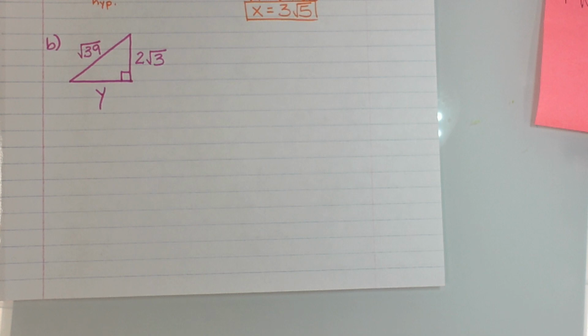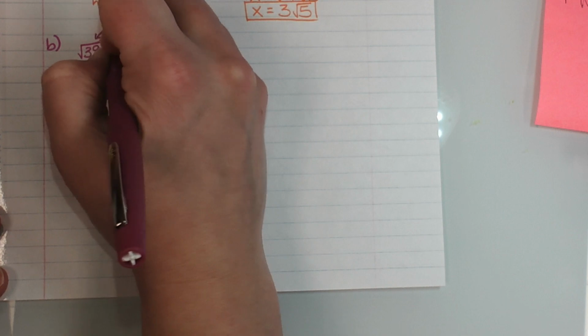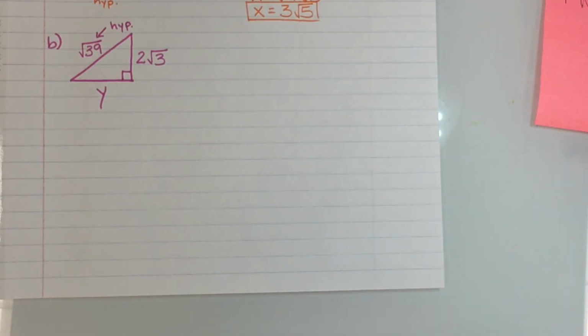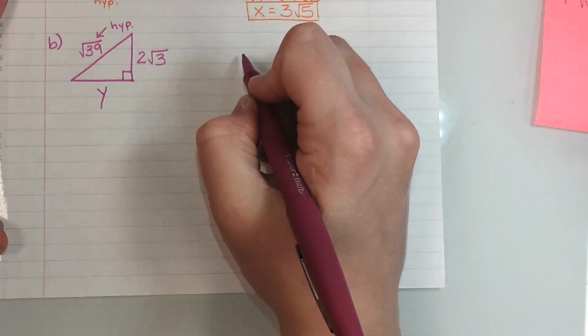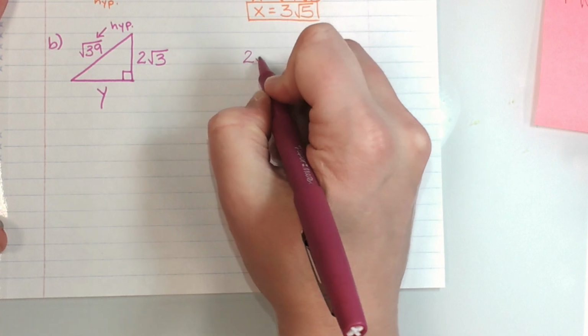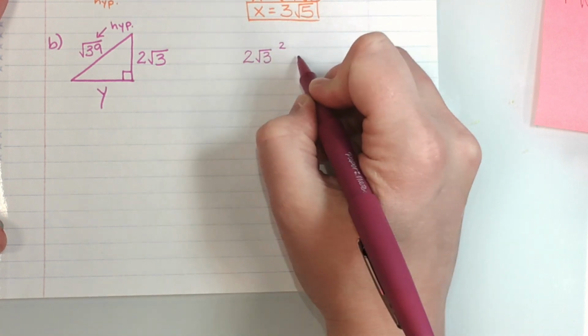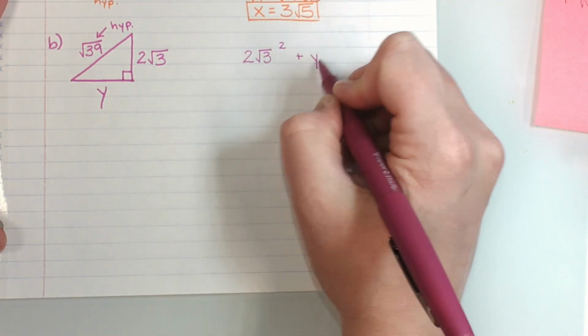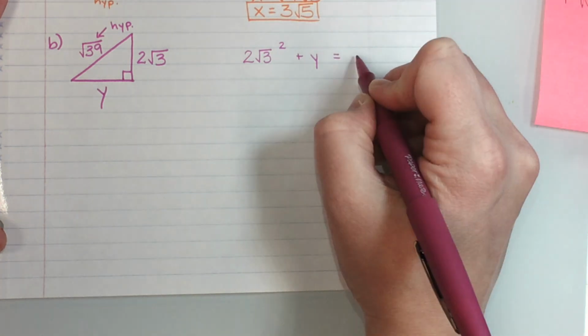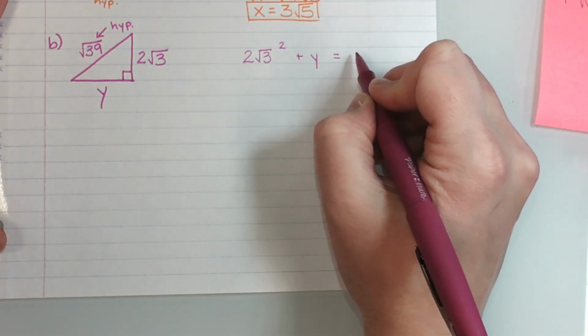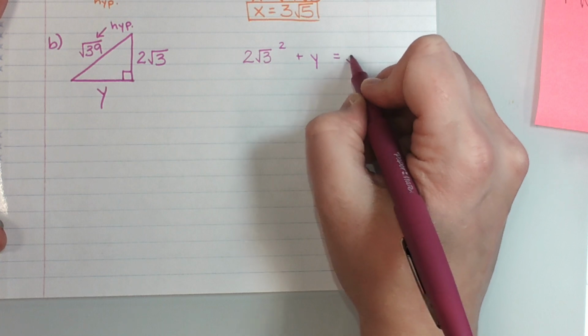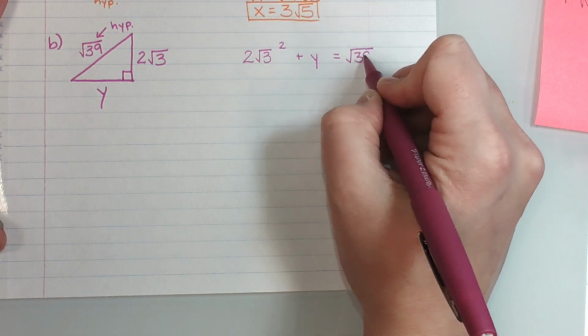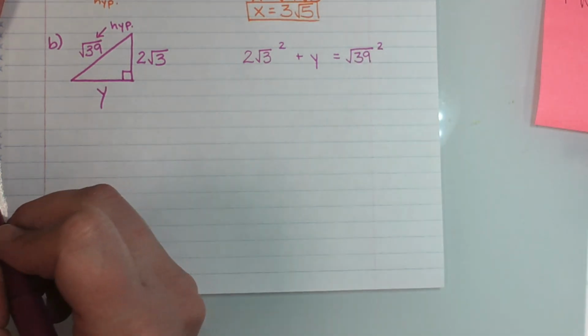Aubrey, which side's the hypotenuse? Good. Andrew, what does that mean Pythagorean theorem looks like? 2 square root of 3 squared plus y equals 39. Square root of 39 squared. You are right that that is going to turn into 39.